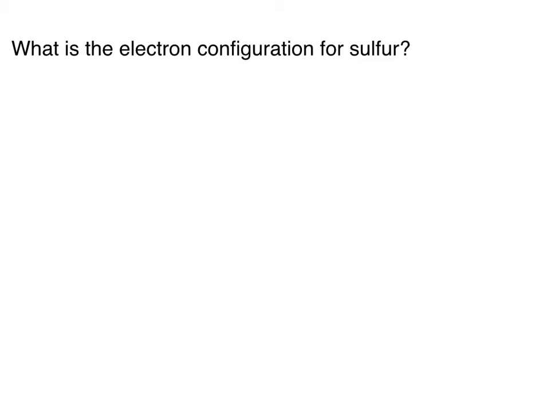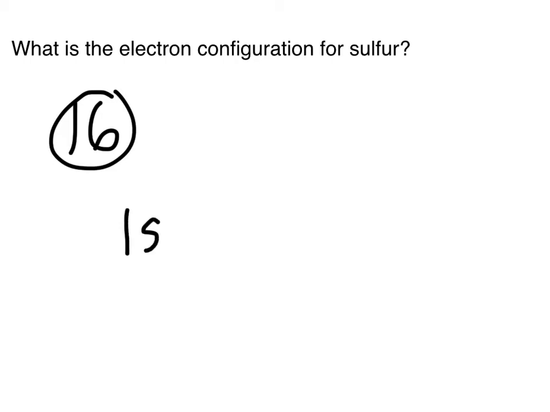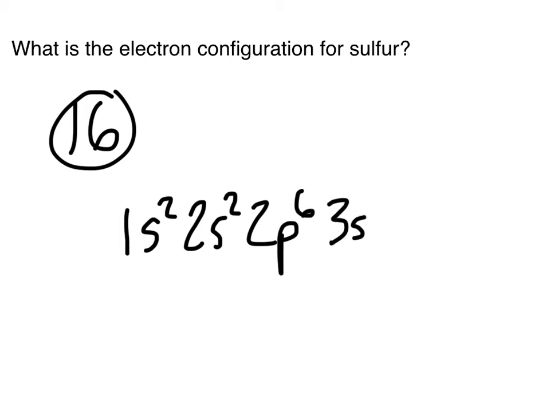Now let's go on to sulfur. Sulfur has 16 electrons, so I have to make sure I have 16 electrons by the time I'm done. So again, lowest energy first. 1s2, 2s2, 2p6, 3s2, and now I'm going to be in the realm of sulfur. So I have 3p, and I need to make sure I have the right number of electrons. So in order to get to 16, I only need 4 electrons. So that would be my electron configuration for sulfur.